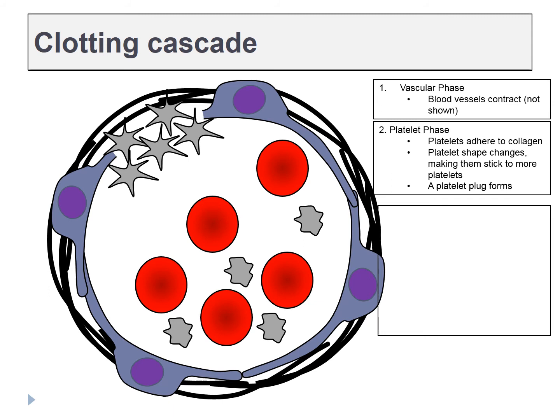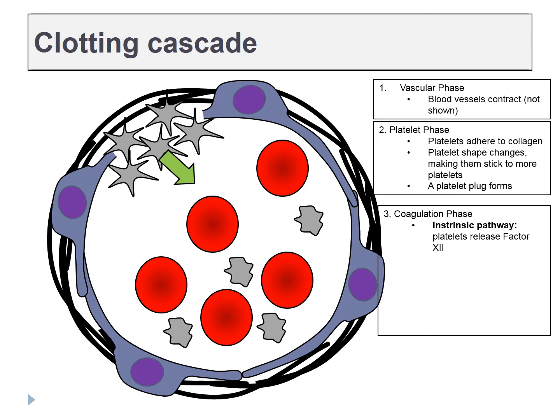If you've ever suffered a paper cut, the first little red blob that stops blood flow can be easily pushed away and bleeding can resume. So we need something stronger than this platelet plug. And that leads us to the third portion of the clotting cascade, called the coagulation phase.